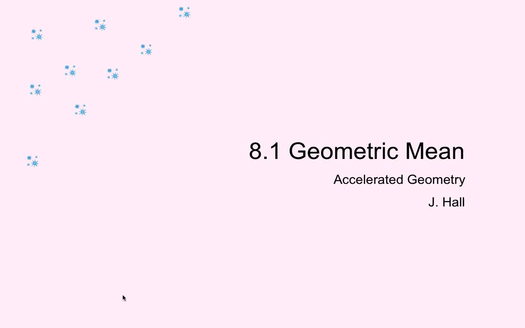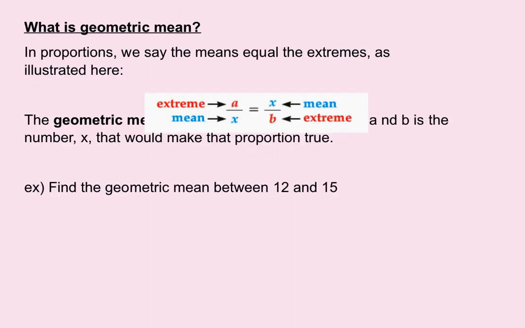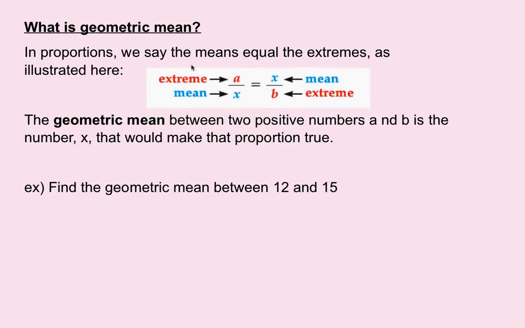Okay, today's lesson is from Chapter 8, Section 1, and it's on the concept of geometric mean. The first thing we need to do is talk about what geometric mean is. When we talk about proportions, we talk about this idea of cross products. So if I give you a proportion, you know that you're going to multiply across the diagonals and set them equal to each other.